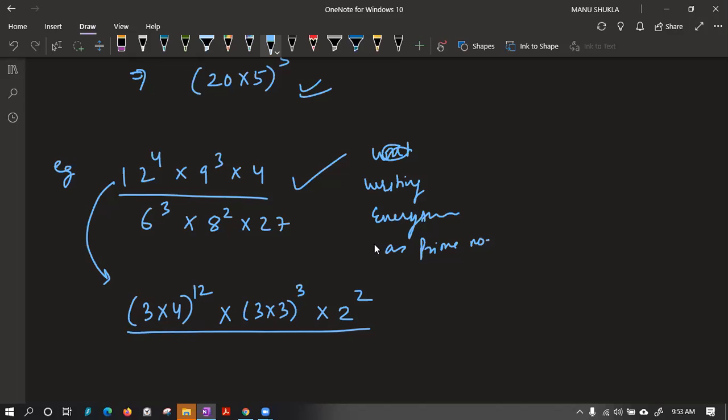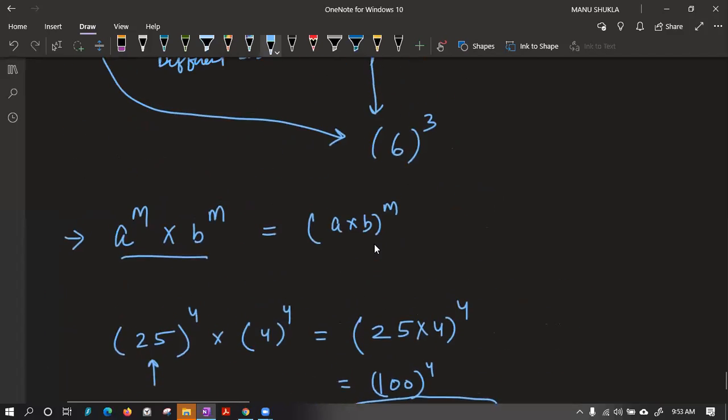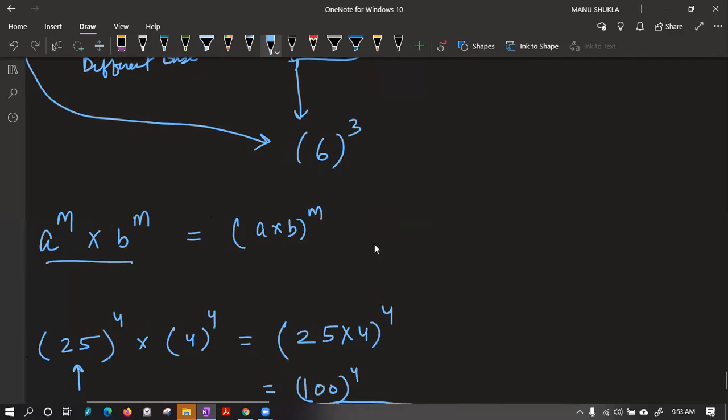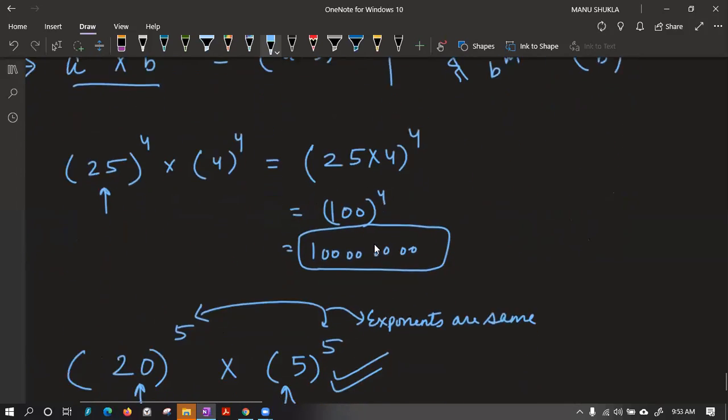Okay, the last formula I forgot to write. Class, just like this one that we have done, if you have different bases getting divided with the same powers, it becomes a upon b power m. Okay. Now let us come to this one.